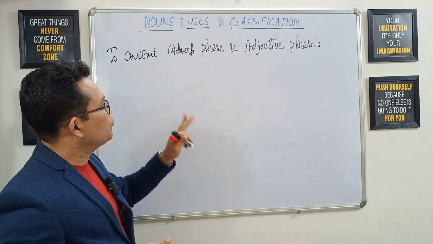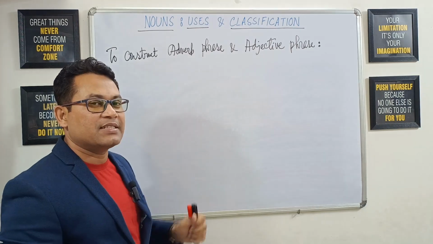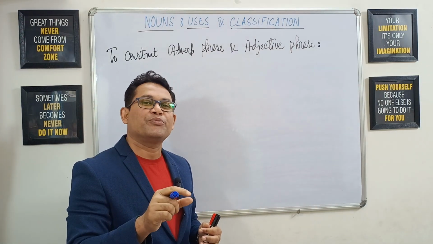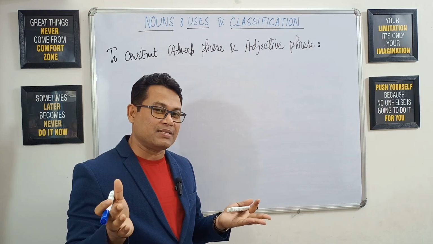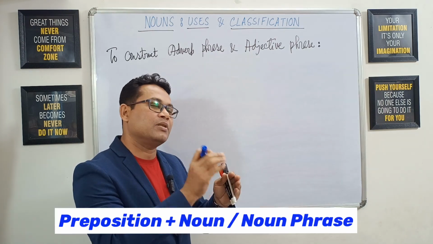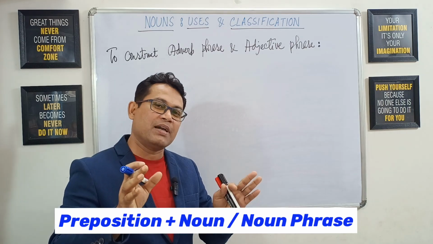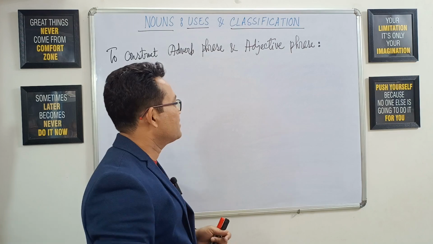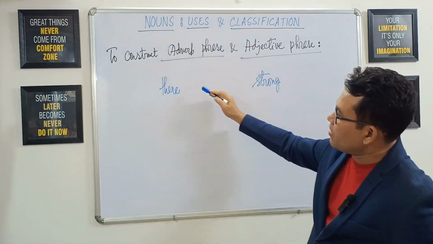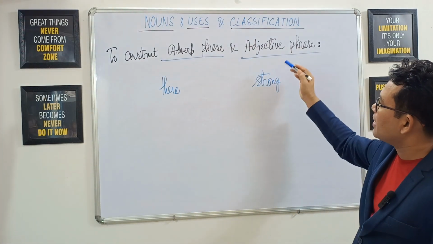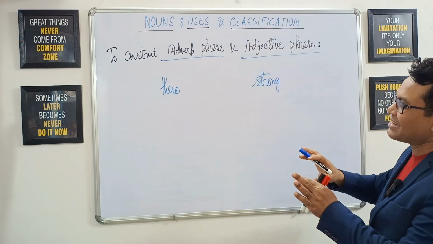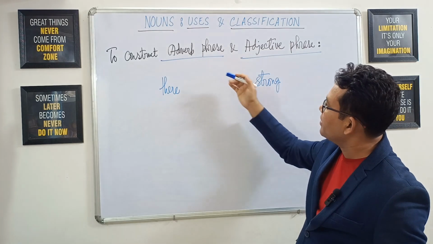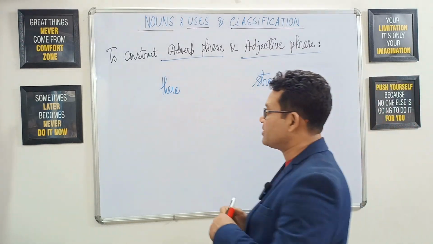Now, the rule is, in order to construct an adverb phrase or an adjective phrase, we have to first put a suitable preposition. After that, we have to take either a noun or a noun phrase. Then this combination of preposition plus noun or noun phrase will become either an adjective phrase or an adverb phrase. All right, let's see. Now see, we have got there as adverb and strong as adjective. Now if we expand these 2 words first into an adverb phrase and then into an adjective phrase, let's see.